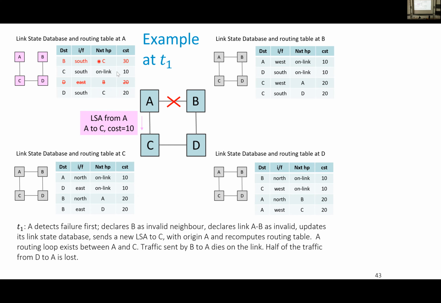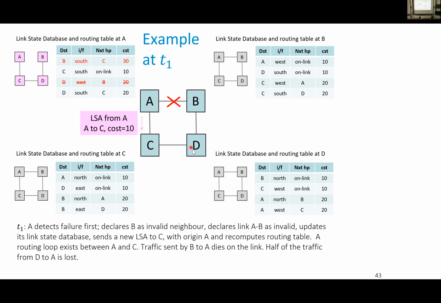No, B. Here I'm assuming A has recomputed Dijkstra and has found another path to B. A sends this information to all the neighbors, which is only C. So C will receive it. But of course, all this takes time. It takes a very short amount of time, probably a fraction of a second. But during a fraction of a second, there's lots of packets that are on the way.